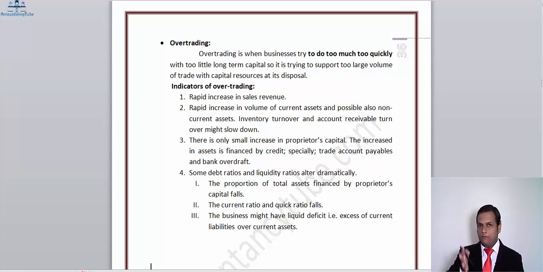Now that we have discussed all these points, let's read out the definition again to have a very clear picture about overtrading. Overtrading is when a business tries to do too much too quickly with too little long-term capital. So it is trying to support too large a volume of trade with few capital resources at its disposal. So that's it for this chapter.